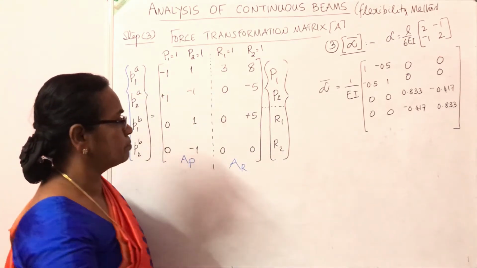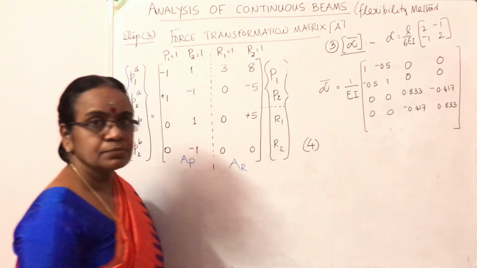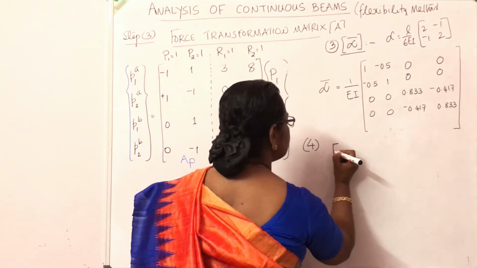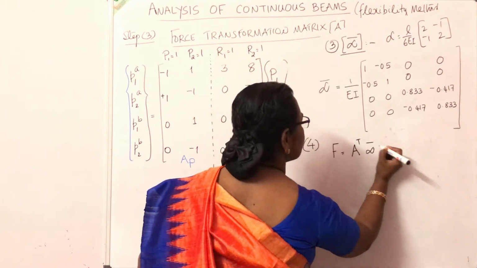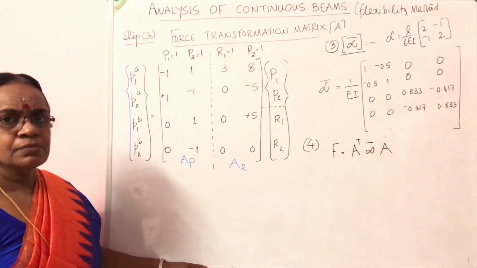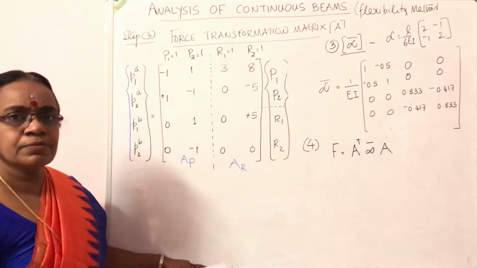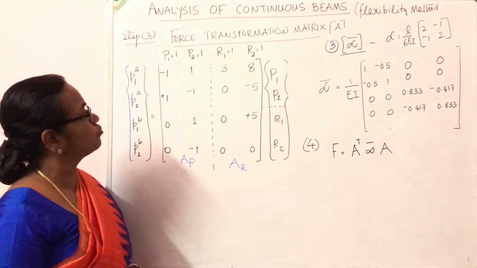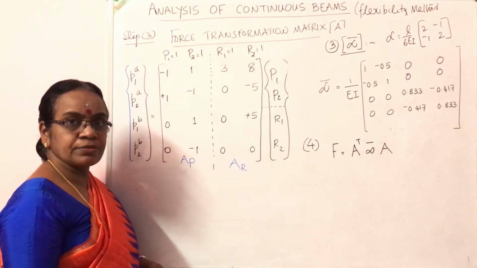Now the next step involves a lot of computations. We have the equation for the flexibility matrix. The flexibility matrix is obtained as A transpose alpha bar into A. Here this is the A matrix, and that is the alpha bar matrix. So we have to multiply these 4 by 4 matrices and get the flexibility matrix.